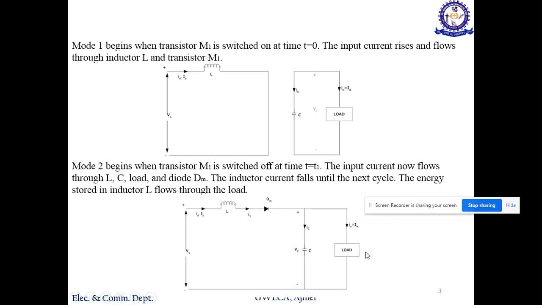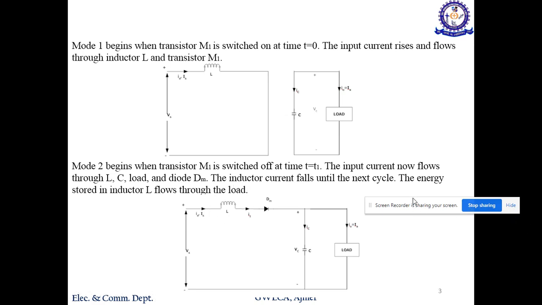The output voltage across the load is always greater than the input voltage. Why? Because the input voltage is Vs. In the first cycle, the inductor stored the energy and is charged up to the value VL. So your output voltage Vout is always Vs plus VL. Vs plus VL means your output is always higher than the input.